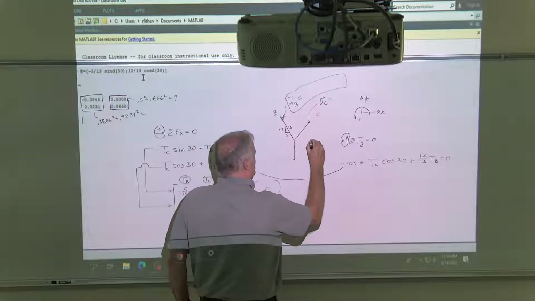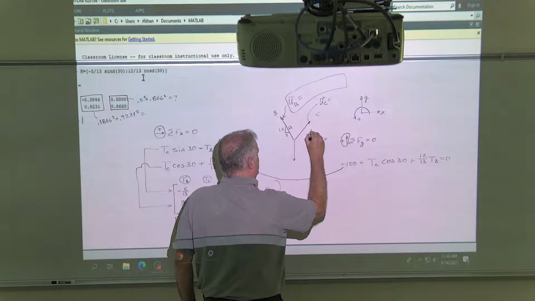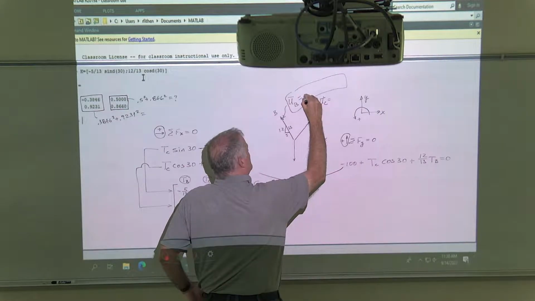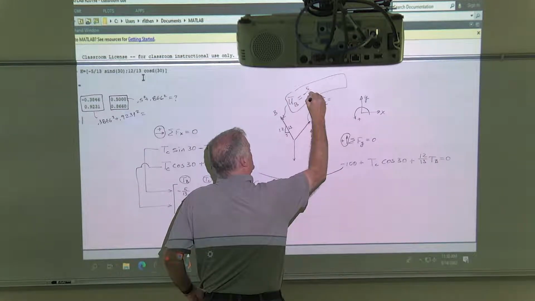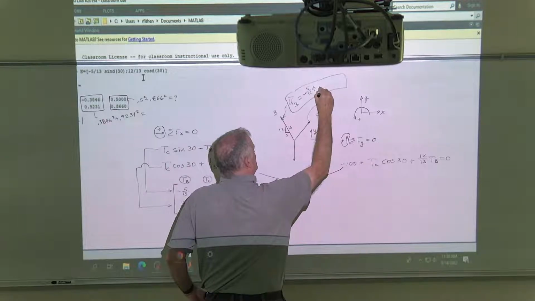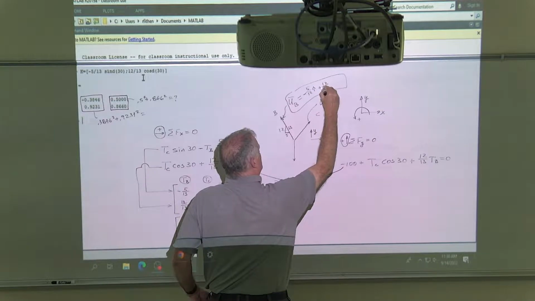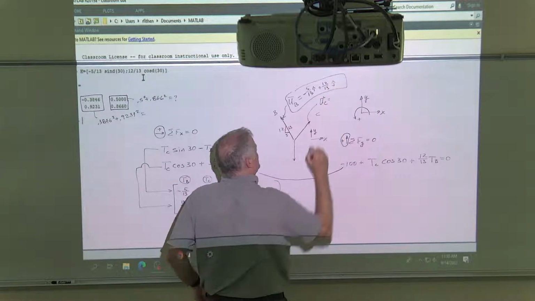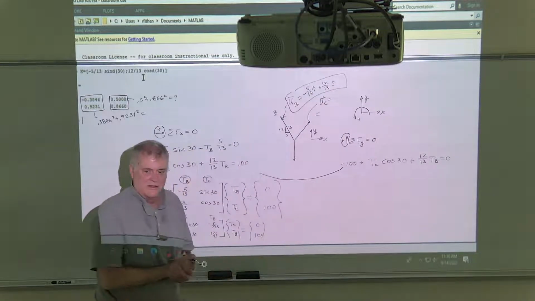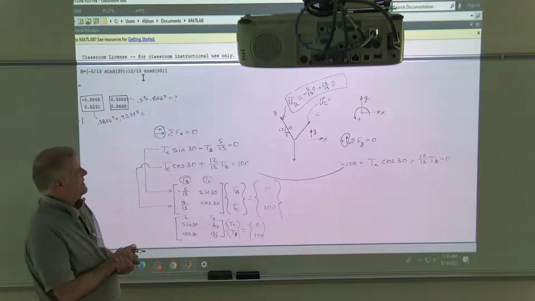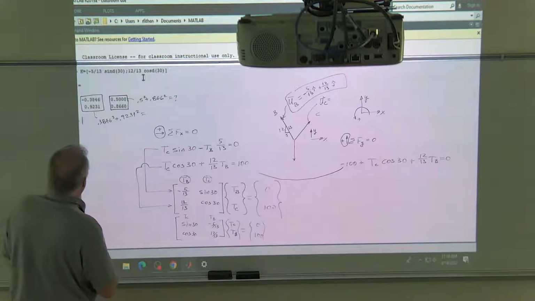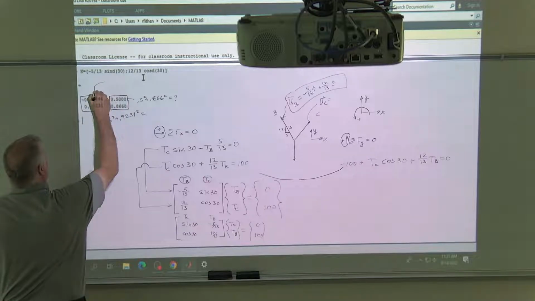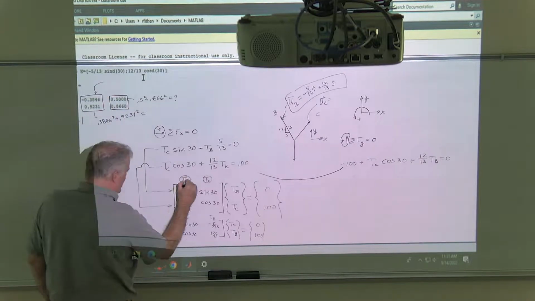Okay, now let's remember, here's x and here's y. Minus 5/13 i plus 12/13 j. I'm sorry, that should be 13. Sorry. Does that set well with you? Now, look at this. Look at this column.